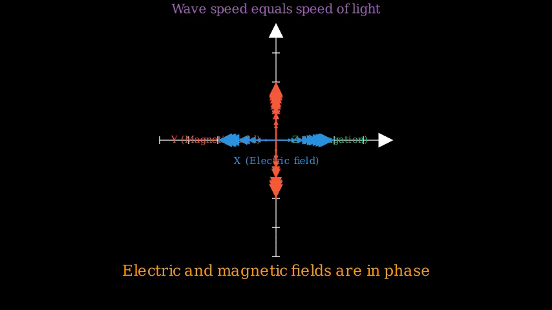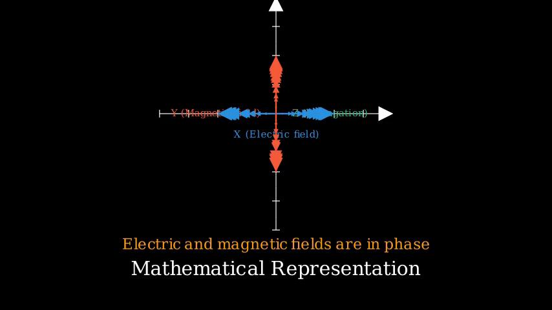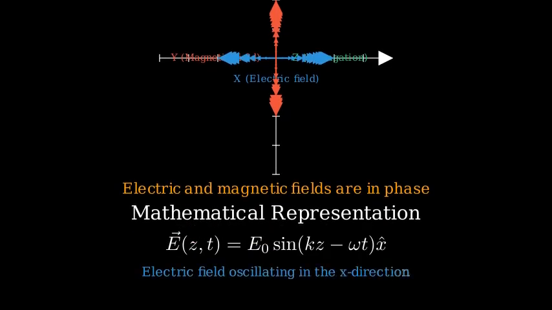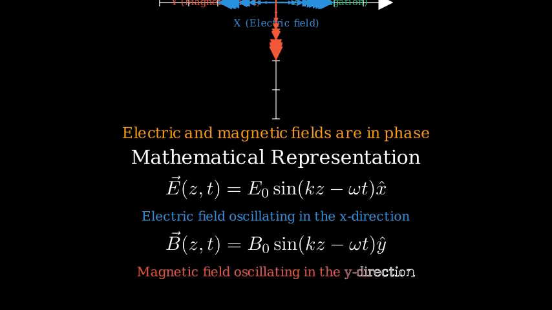Let's now examine the mathematical representation of our electromagnetic wave. For a wave traveling in the positive z direction, we can express the electric and magnetic fields as follows. The electric field vector E equals E naught times sine of kz minus omega t times the unit vector in the x direction. The magnetic field vector B equals B naught times sine of kz minus omega t times the unit vector in the y direction.